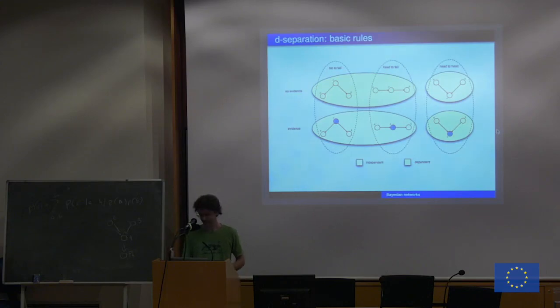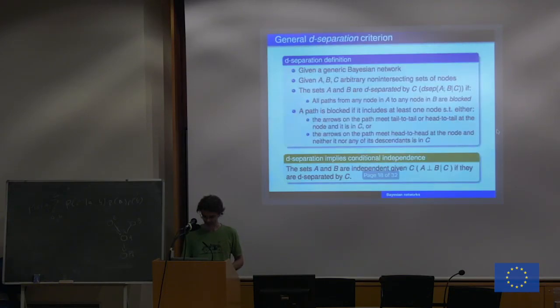And if all of the paths are blocked, there is no flow, and the two sets are independent given C.